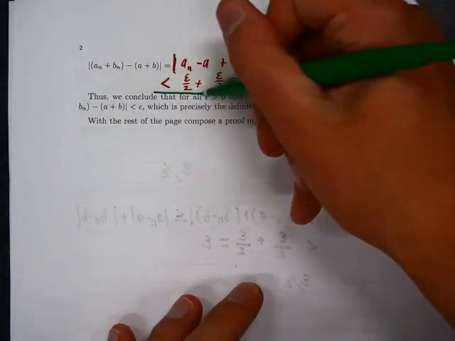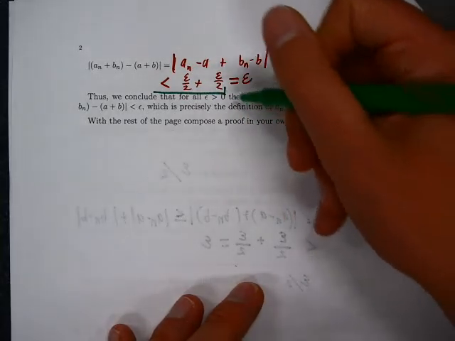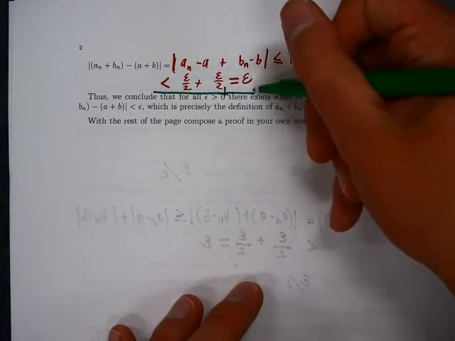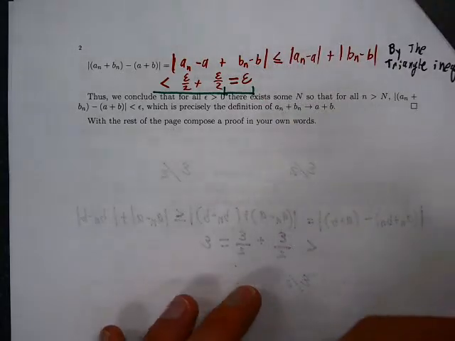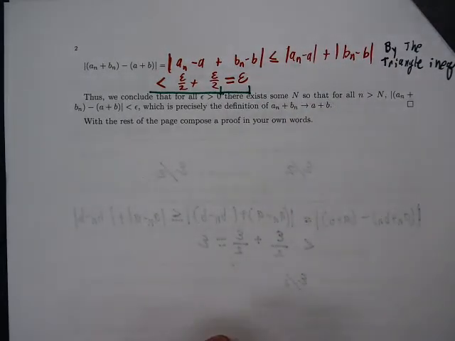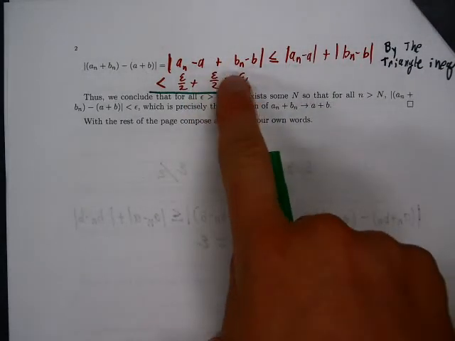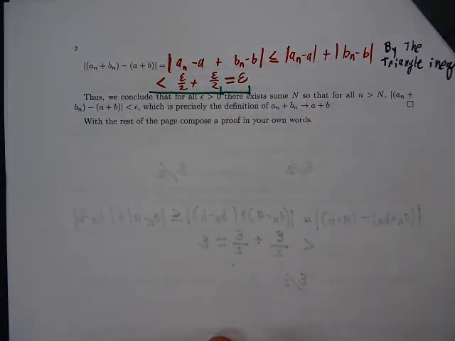In what I recorded, I kind of stopped right here. It's kind of important that epsilon over 2 plus epsilon over 2 is equal to epsilon. That's kind of the crux of the matter, so that's on me.